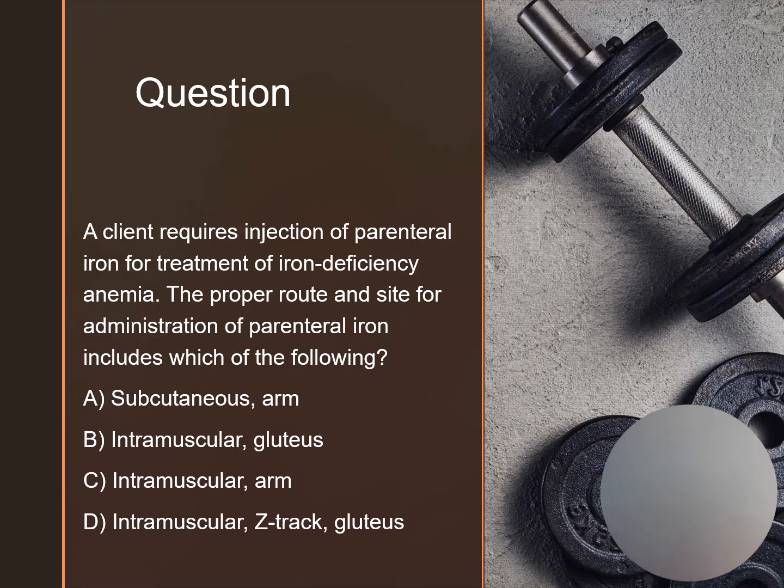A client requires injection of a parenteral iron for treatment of iron deficiency anemia. The proper route and site for administration of parenteral iron includes which of the following?